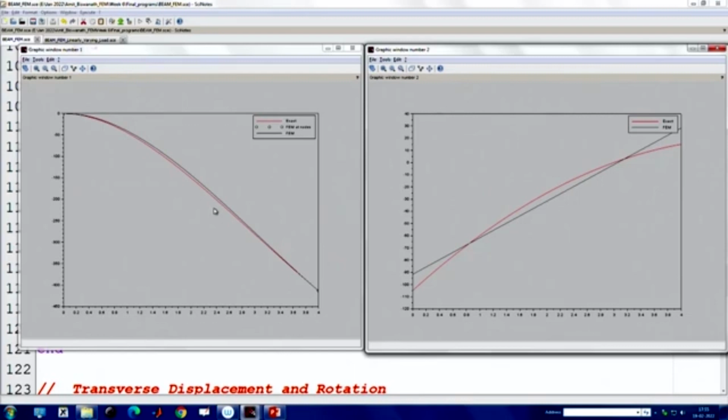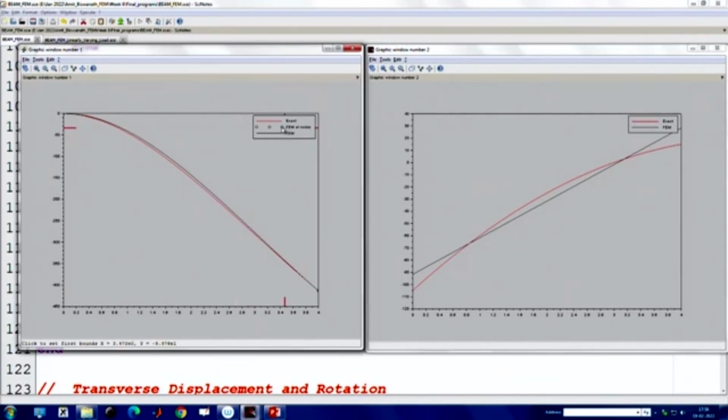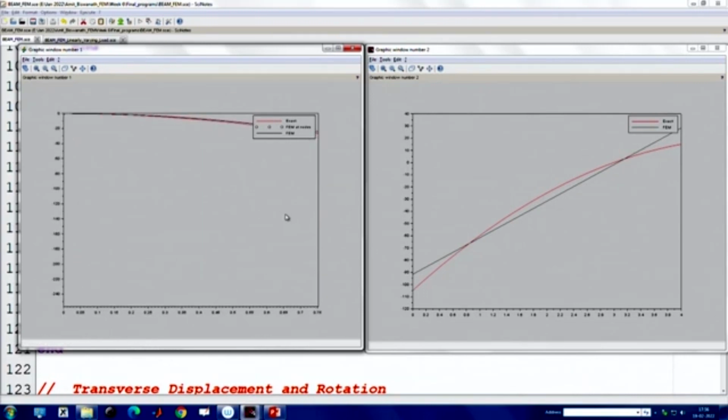Okay, so the red one is the exact solution, what we can obtain from the strength of materials approach, and the black one is the solution obtained from the finite element method. Now you see, the dots are the values at the nodal points obtained from the finite element solution. Since in this plot we have just one element, we have one node here and one node here, and then we have another node at the end, right?